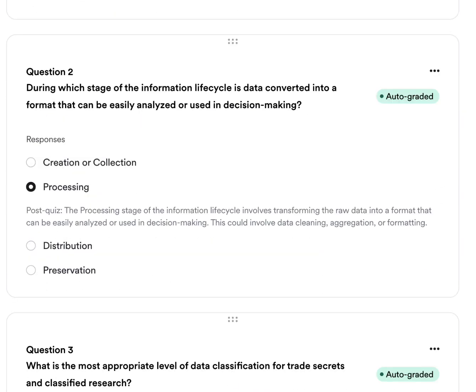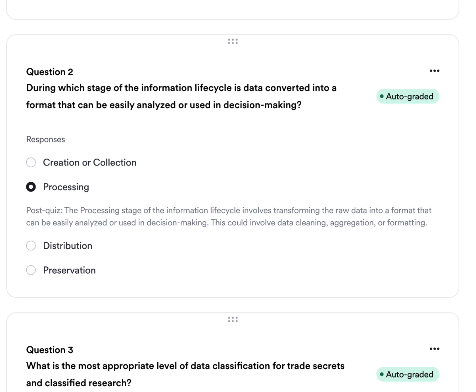Question number 2. During which stage of the information lifecycle is data converted into a format that can be easily analyzed or used in decision making? A, creation and collection. B, processing. C, distribution. Or D, preservation. Again, during which stage of the information lifecycle is the data converted into a format that can be easily analyzed or used in decision making? And the answer is B, processing.